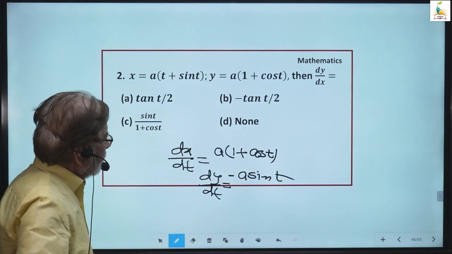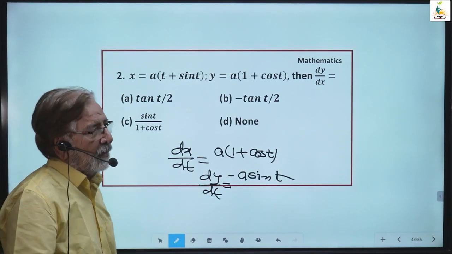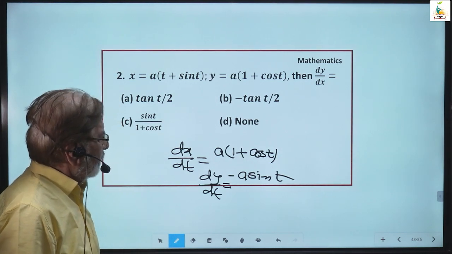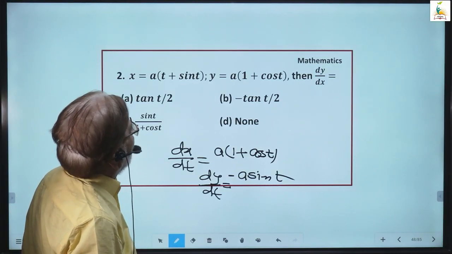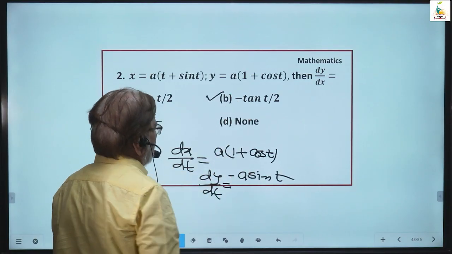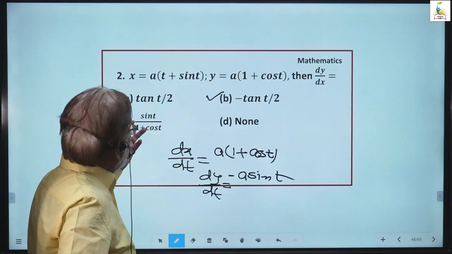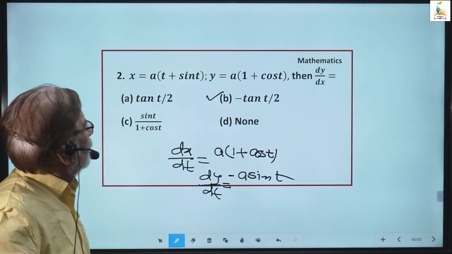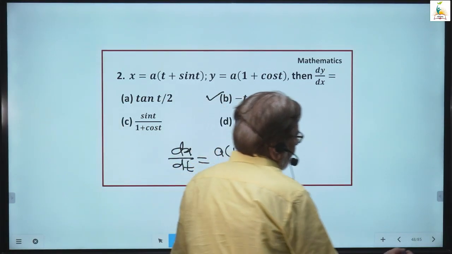dy upon dx, a will cancel. So minus sin t upon 1 plus cos t, using sin t equal to 2 sin t by 2 cos t by 2 and 1 plus cos t equal to 2 cos square t by 2, the answer will be minus tan t by 2. If it is not minus there, otherwise it could have been the answer. So, in the next part, we shall see, this is a very good question.